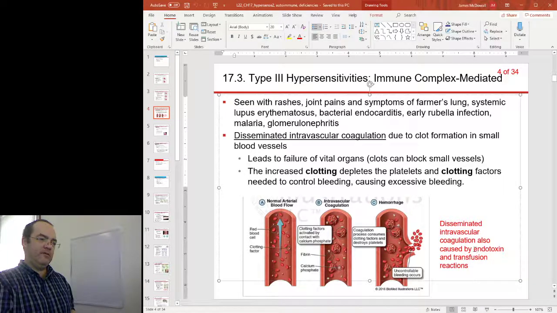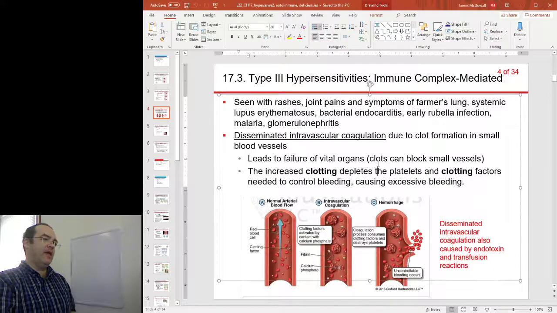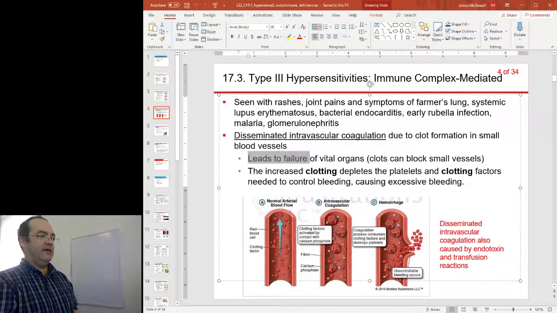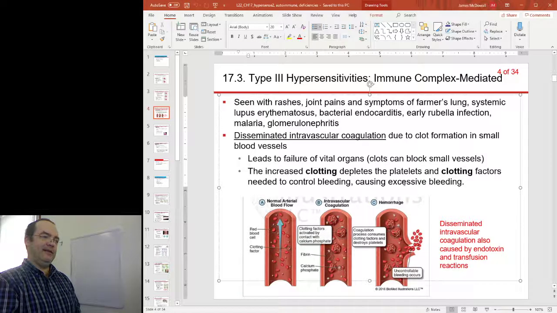We saw it caused by endotoxin. They can also be caused by transfusion reactions. So a lot of overlap in a lot of these mechanisms. All this clotting and bleeding can lead to failure of vital organs, and it can lead to, as I said, excessive bleeding.